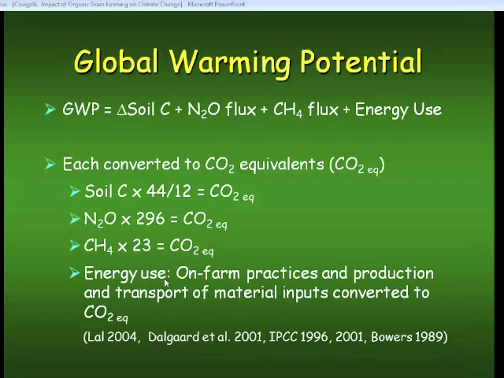For energy use, what we need to do is to look at how much CO2 is produced in making the products we're using on farm, as well as how much CO2 is released by burning fossil fuels to, say, run a tractor. And there are tables that can be used where engineers have looked at some of those values to compile that information.